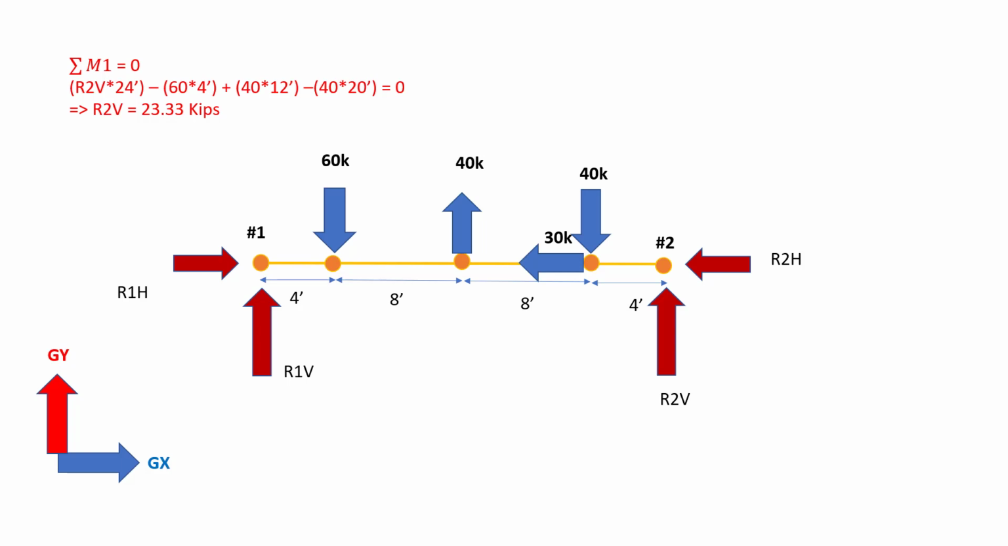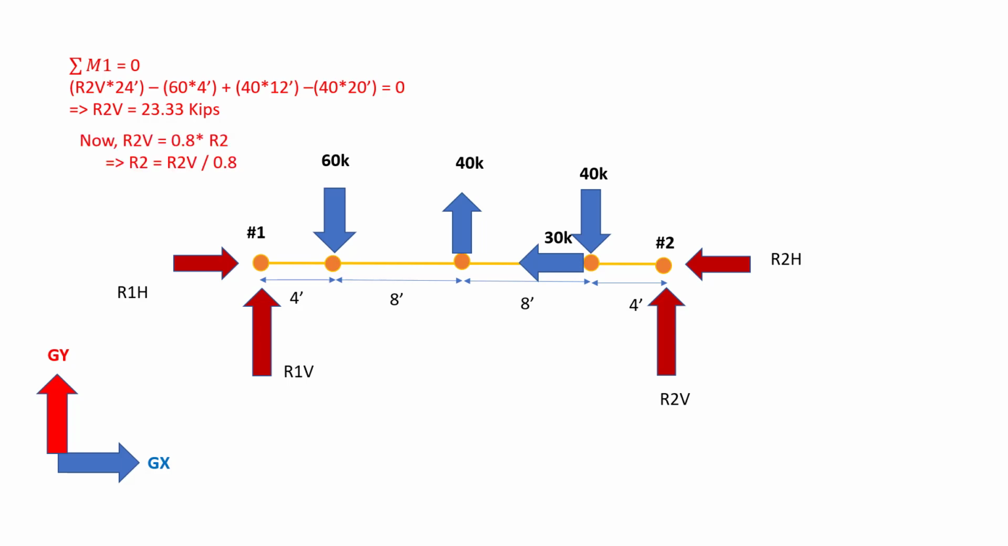And then we have 40 kip of load, which is acting at a distance of 12 feet from node number 1. And it would create an anticlockwise moment. So we have a positive 40 by 12. And then we have another 40 kip load, which was the vertical component of that inclined 50 kip load. And that is acting at a distance of 20 feet away from node number 1, and it would create a clockwise rotation. So we have a minus 40 multiplied by 20, and we sum all of this to 0, and we get R2V as 23.33 kips.